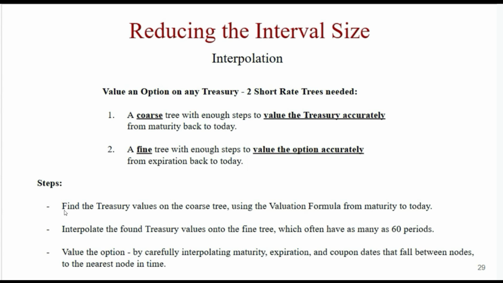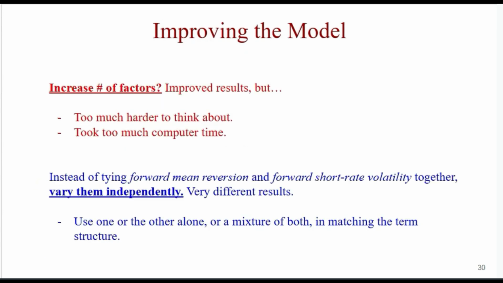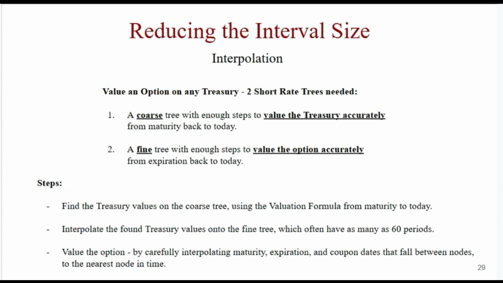So we get the Treasury values on the coarse tree by using our old valuation formula. We interpolate the Treasury values onto the fine tree, and then we value the option by interpolating maturity, expiration, and coupon dates that fall between nodes to the nearest node. So interpolating across trees is both fast and accurate. Once we match the model values to the term structure, we can value options in a few seconds.